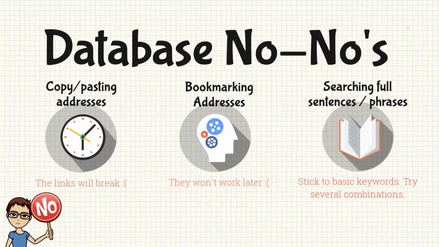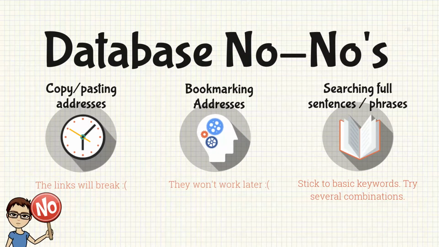So databases may be amazing, but like I said before, they are not as user-friendly as Google. Let's talk about some things that we should avoid doing on databases. The first thing is you should not copy-paste the address to an article that you find. You shouldn't even bookmark it. And here's why. Those links are going to break. They're not going to work later. And when you need it most, you're probably not going to be able to get back to that article.